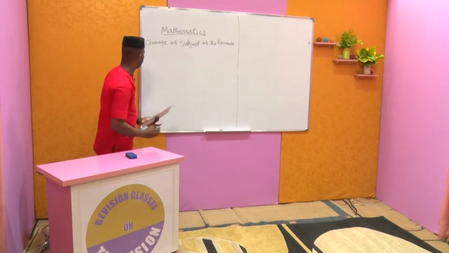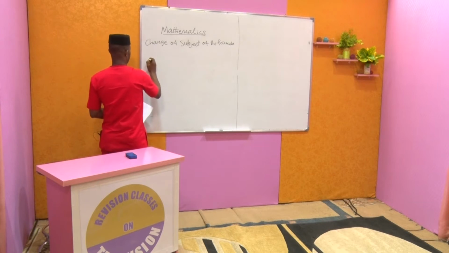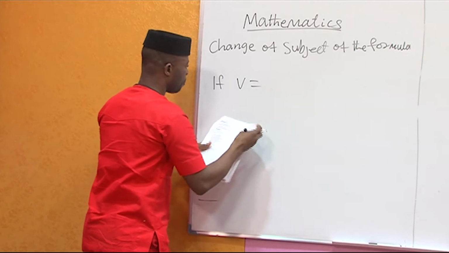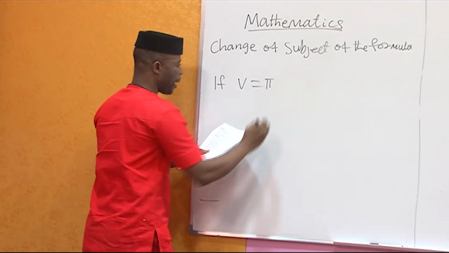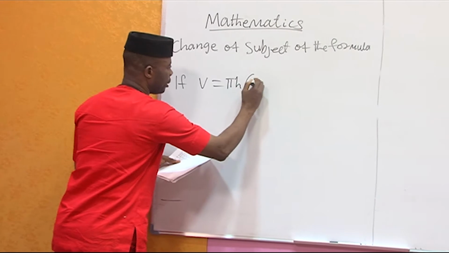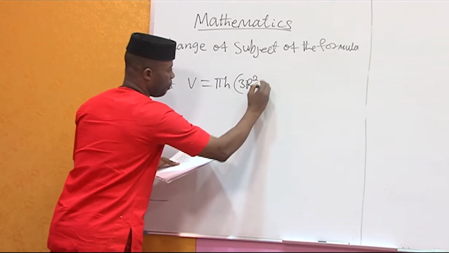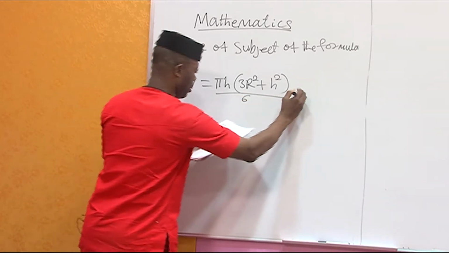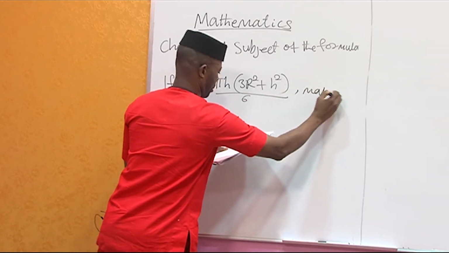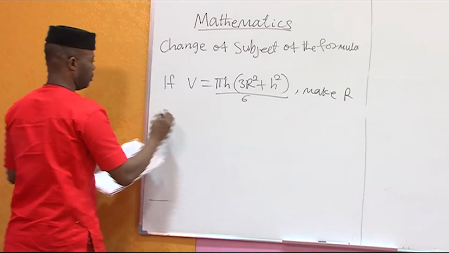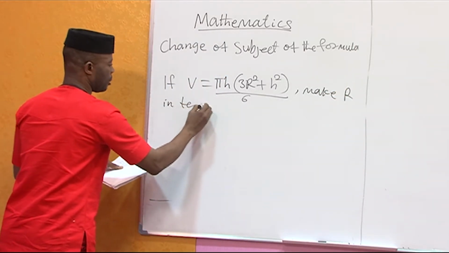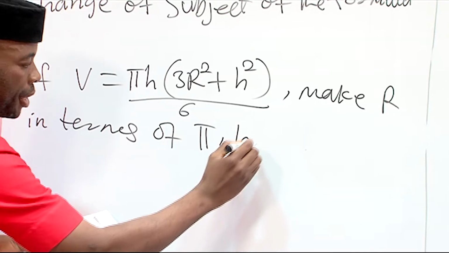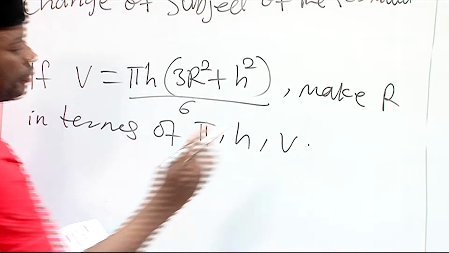Question 2. If V is equal to pi h bracket (3 capital R square plus h square) all divided by 6, make R the subject in terms of pi, h, and V.